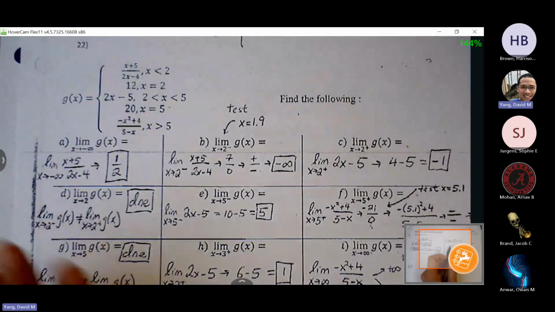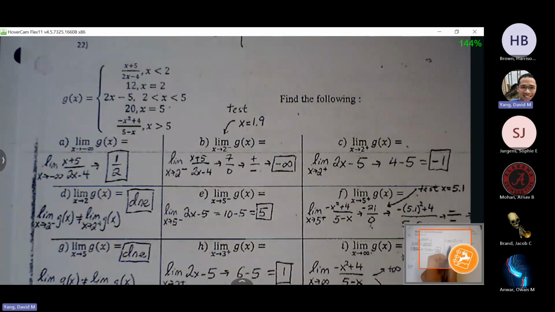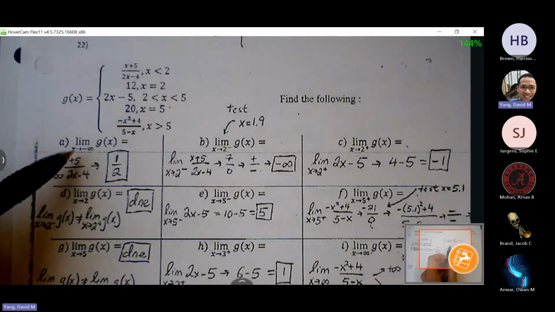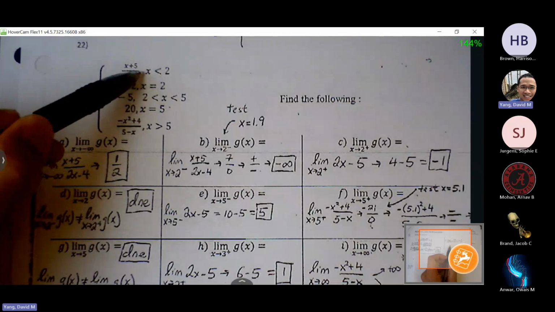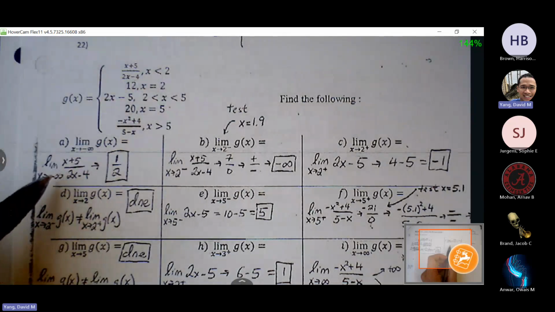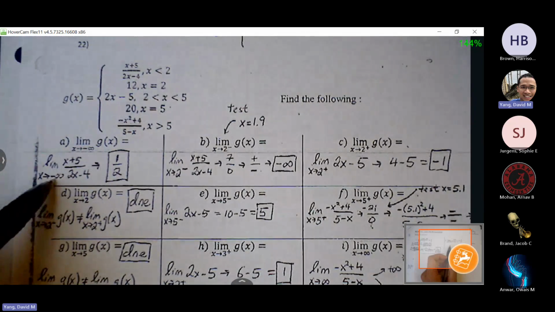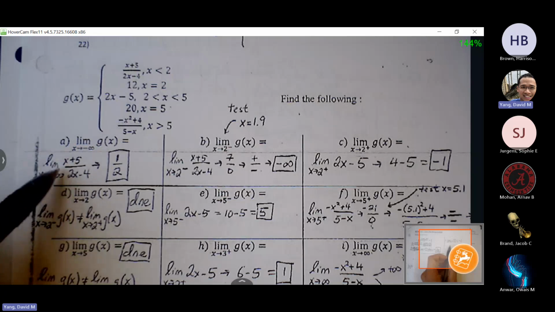Okay, 22, a bunch of piecewise functions. Part A, approaching negative infinity. So negative infinity, we know that is referring to the first piecewise because infinity is less than 2. And we know that if we're dealing with infinity, we don't plug any values in. We do compare degrees. Numerator and denominator share the same degree, so 1/2, just 1/2.